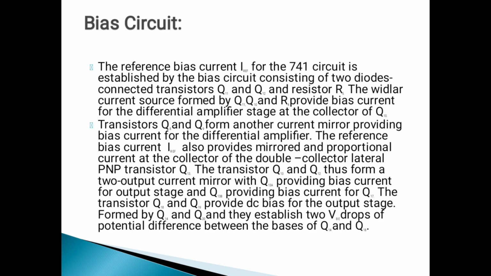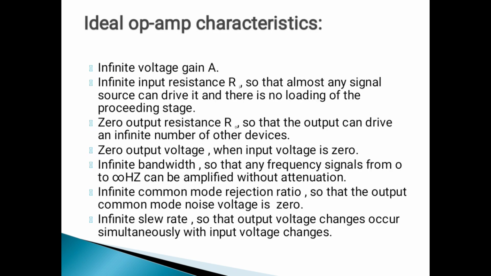Transistors Q8 and Q9 form another current mirror providing bias current for the differential amplifier. The reference bias current IREF also provides a mirrored proportional current at the collector of the double collector lateral PNP transistor Q13. The transistors Q13 and Q12 thus form a two output current mirror, Q13A and Q13B.